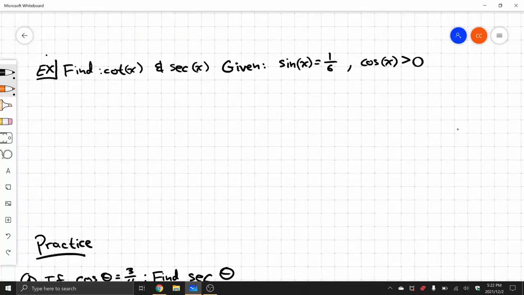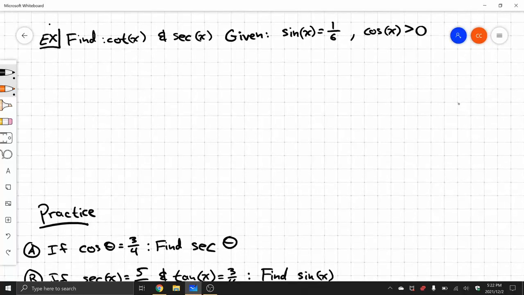All right, second example, we're going to find cotangent and secant of x given sine of x is equal to 1 over 6 and cosine of x is greater than 0. Again, I'm going to use this information to figure out what quadrant I am in. If my sine is positive, I've got to be in quadrants 1 or 2. However, in quadrant 2, my cosine is less than 0, so that tells me that we are in quadrant 1.